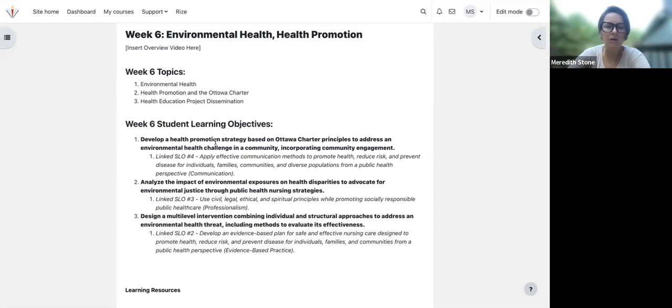We have our 3 student learning objectives. To develop a health promotion strategy based on the Ottawa Charter principles to address an environmental health challenge in a community, incorporating community engagement, which will help us to meet student learning outcome 4. To analyze the impact of environmental exposures on health disparities to advocate for environmental justice through public health nursing strategies, which is linked to student learning outcome 3. And to design a multi-level intervention combining individual and structural approaches to address an environmental health threat, including methods to evaluate its effectiveness.